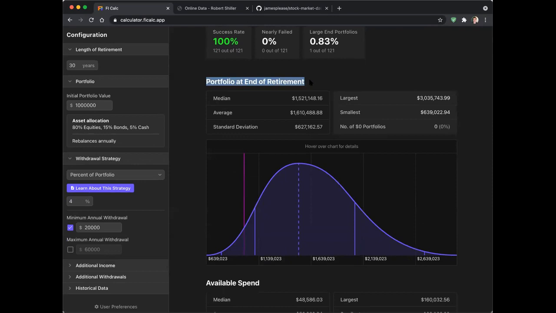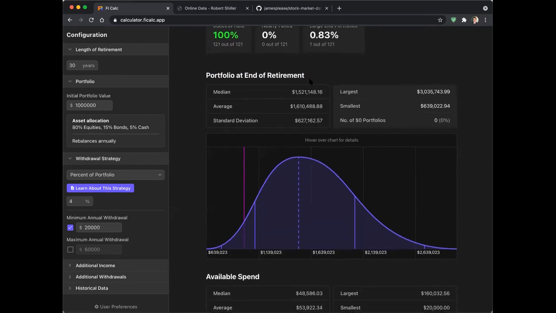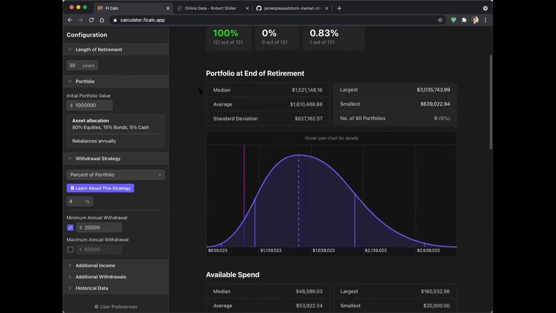Cool. So portfolio at the end of the retirement just tracks information about that final portfolio value. One thing I would like to add would be a way to specify, say, what's the portfolio like at year 5? What about year 10? What about halfway through? I don't have that yet. You can only look at the final year, but I think it'd be pretty cool if you could also specify the time scale that you'd like to see.